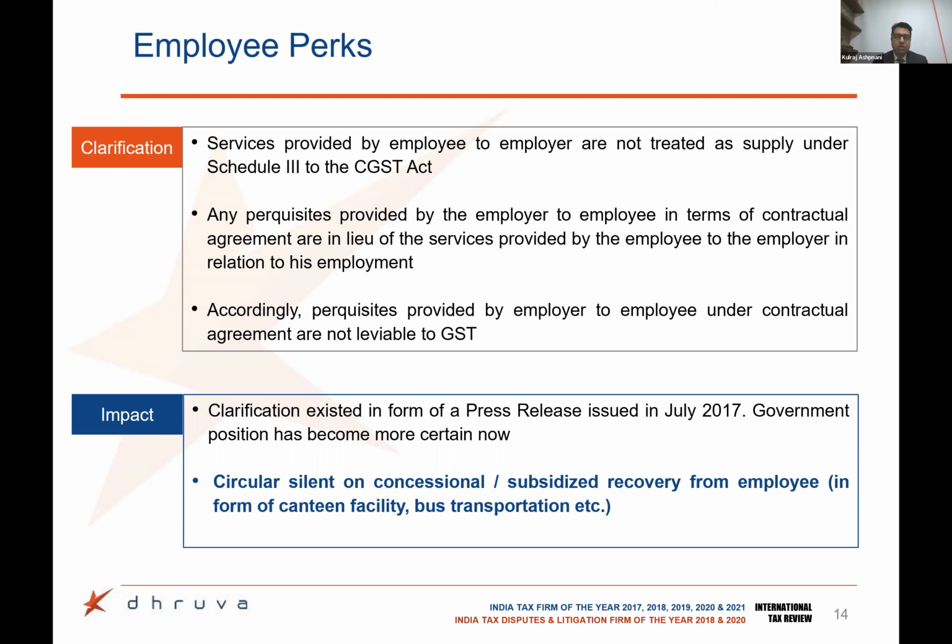However, the circular seems to be still silent on perks, or I would say benefits, which are provided for a subsidized value, let's say canteen facility or a bus transportation, where an employer recovers a subsidized amount. The circular doesn't really provide whether this will be taxable or not, or to what extent taxability will arise. It would have been ideal if the government had provided a clarification on that extent as well. But as we speak, we still have certain clarity that open market value will not arise in case of a perquisite that is provided by an employer to an employee under a contractual arrangement.